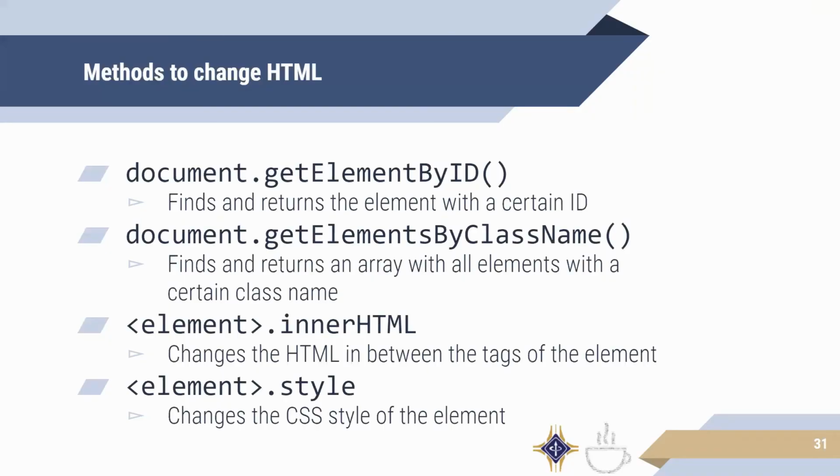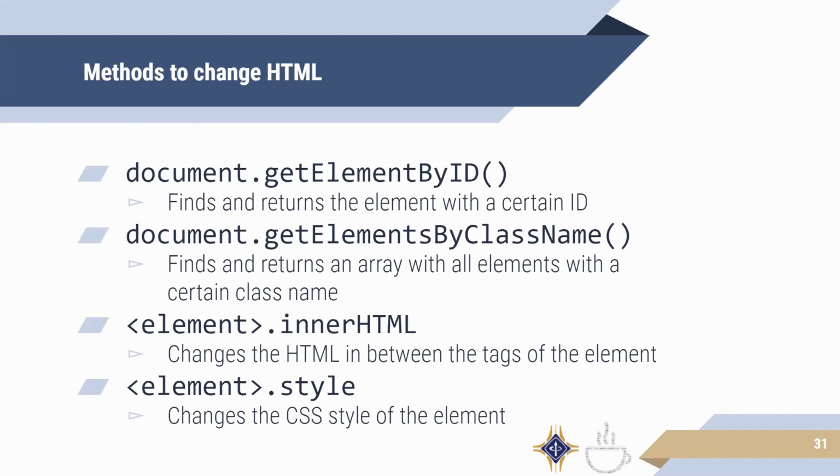So here are the 4 fundamental methods that you will use when manipulating JavaScript from HTML. The first one is document, a keyword referring to the entire HTML page, getElementById, and that will return you a JavaScript element, an HTML element with that ID you put in quotes next to the name over there.